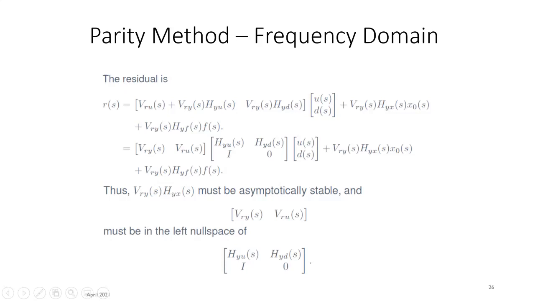So we can select V_R,Y and we can select V_R,U. This is actually the degrees of freedom we have. So what we do, again, for this matrix, is select V_R,Y and V_R,U in the left null space of that matrix. If you do that, it means that the multiplication of this matrix by this matrix would be 0. Therefore, we don't have these terms in the residual. Is that clear? Any question?